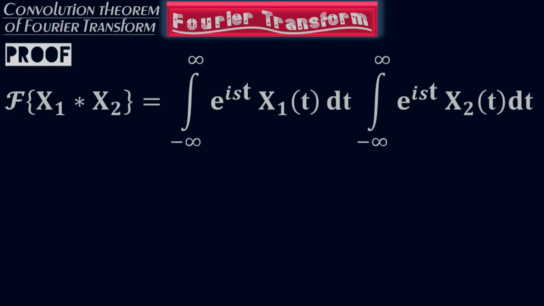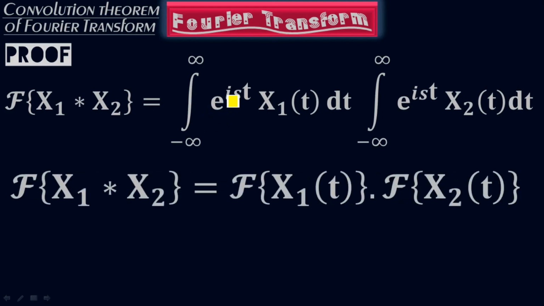Now can I write the integration of e to the iota s t times x sub 1 of t dt equals the Fourier transform of x sub 1 of t? Yes. What is this? It is nothing but the formula for the Fourier transform. What is my function? My function is x sub 1 of t. So instead of f of x, I'm going to put x sub 1 of t. So this is the formula for the Fourier transform. Remember, this notation is the Fourier transform.